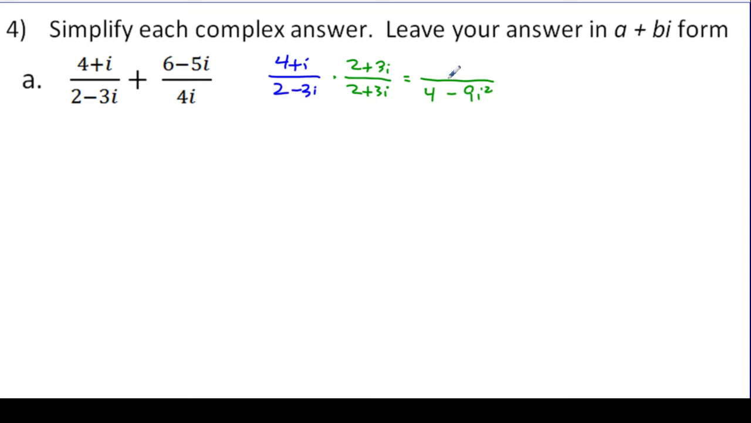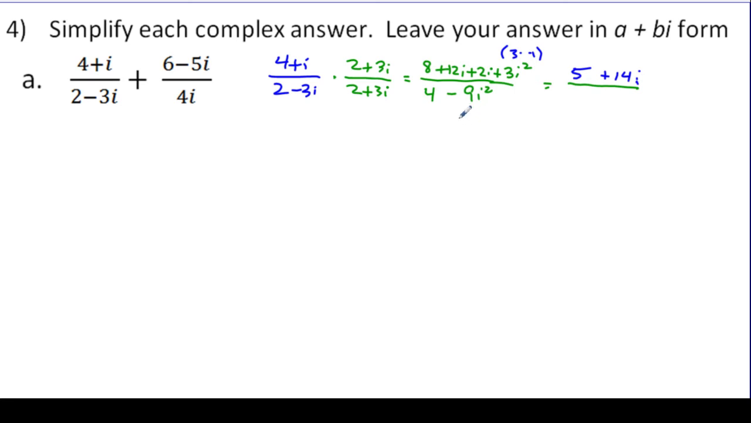On the top, I'm going to have to do the same thing. I'll show you the full FOIL on the top. It's going to look like 8, plus 12i, plus 2i, plus 3i squared. So I have some cleaning up to do because i squared we know is negative 1. So I'm going to fix this up a little bit. So the top, the first thing I see is that this 3i squared is really 3 times negative 1, which is negative 3. So this really says 8 minus 3. Well, 8 minus 3 is 5. 12i and 2i is 14i. So that's now my top of my fraction.